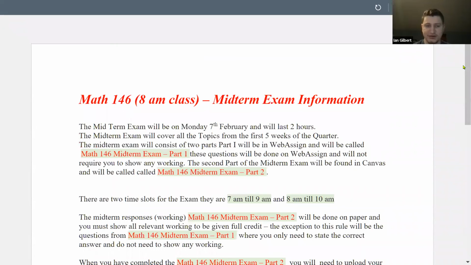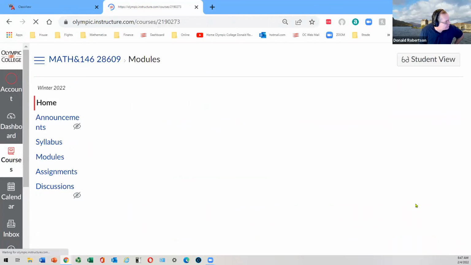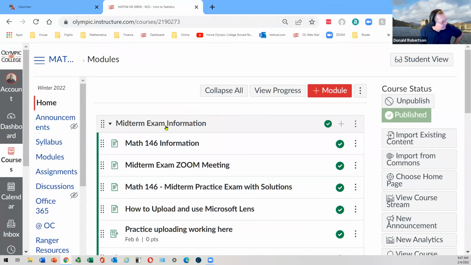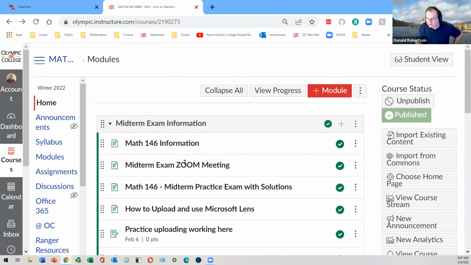Is this on Canvas, this paper here? Yes. So I'll show you where it is. Home. It's in midterm exam information, and it's called, right at the top, Math 146. Right. Now, here, I've put another link to that same thing. So that's just overkill, right? It's the same Zoom link that's in the first thing, right?